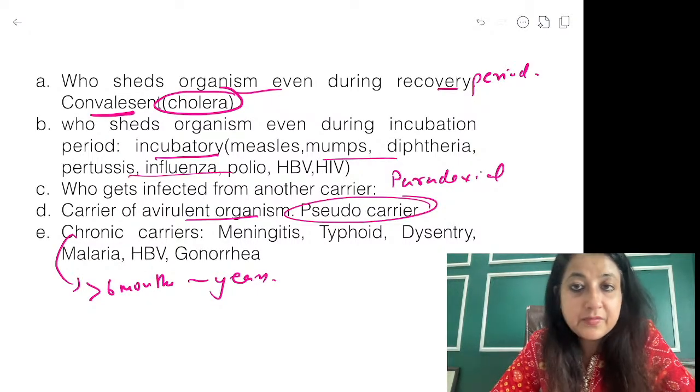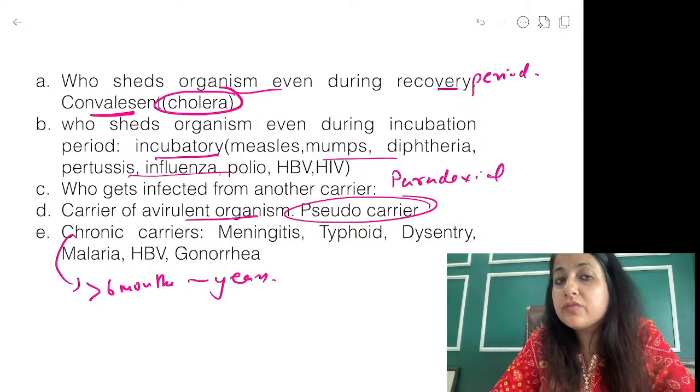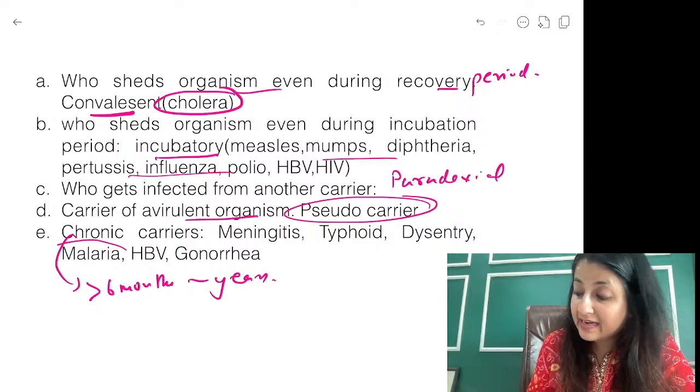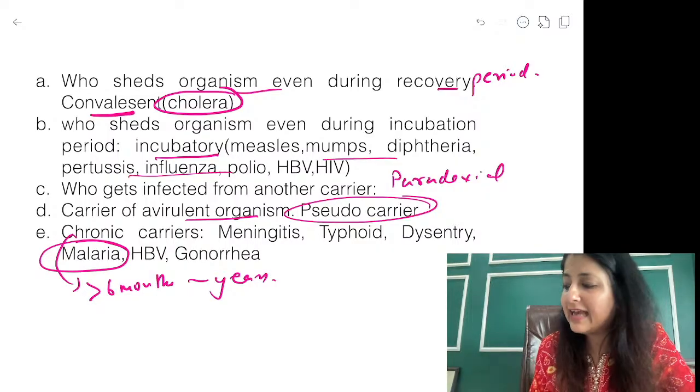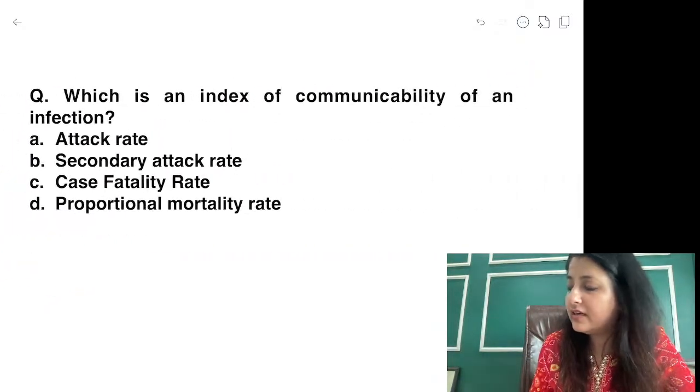Typhoid, dysentery, typhoid Mary चronic carrier थी. हेपेटाइटिस बी में क्रॉनिक कैरियर्स हो सकता है, गोनोरिया में हो सकता है, मलेरिया में भी क्रॉनिक कैरियर्स हो सकता है. ठीक है, carriers was asked long back, so I thought I will revise it.